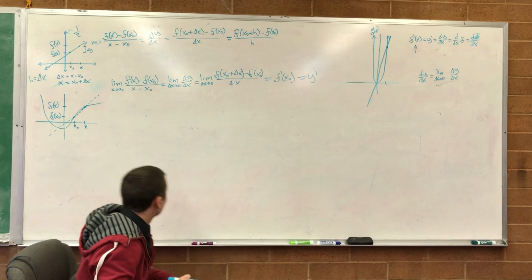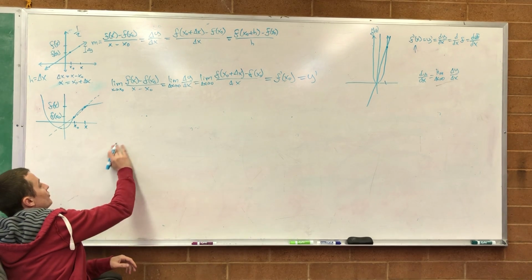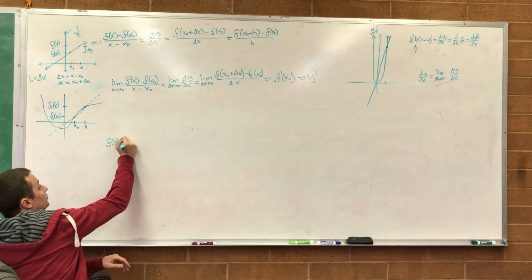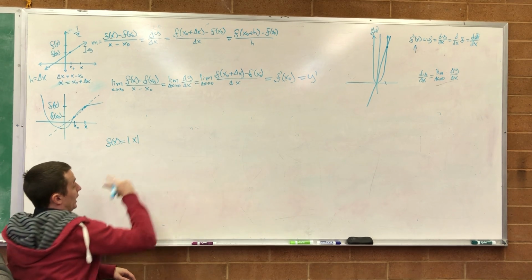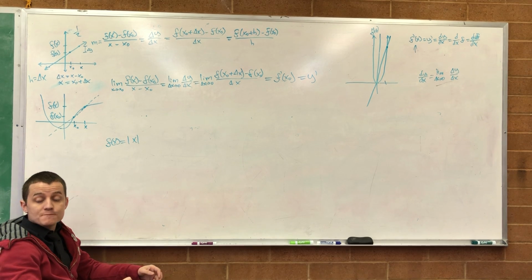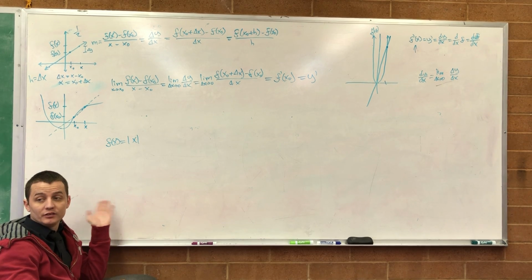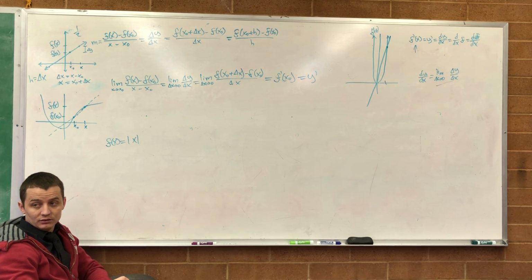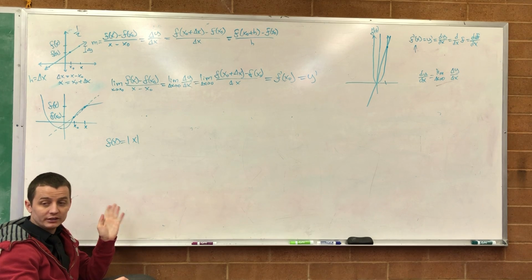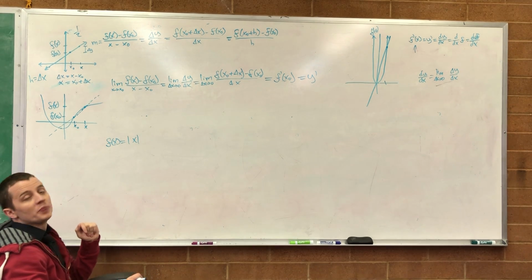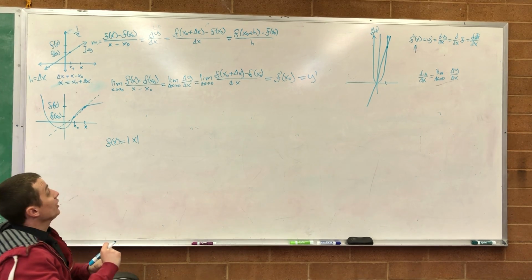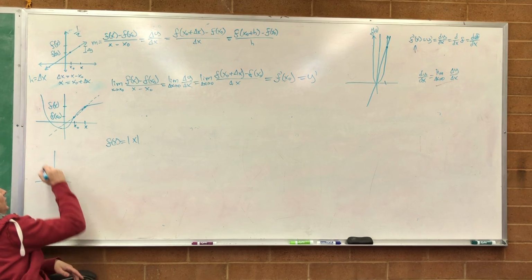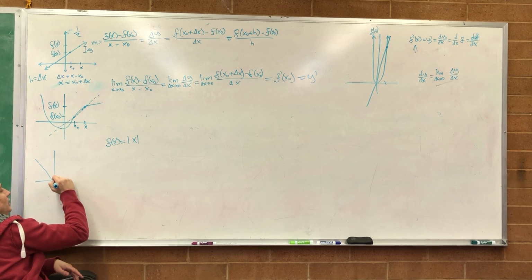Anyways, so let's look at absolute value of x. Now remember what absolute value of x gives us. If x is positive, it gives us x. If x is negative, it gives us negative x. Make sense? Yeah. You plug in negative 3, you get 3 out. And we know what this function looks like really quick, right? Absolute value of x looks like this, and then like this.